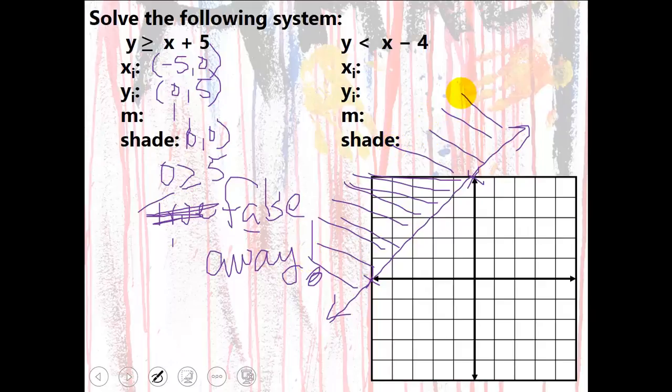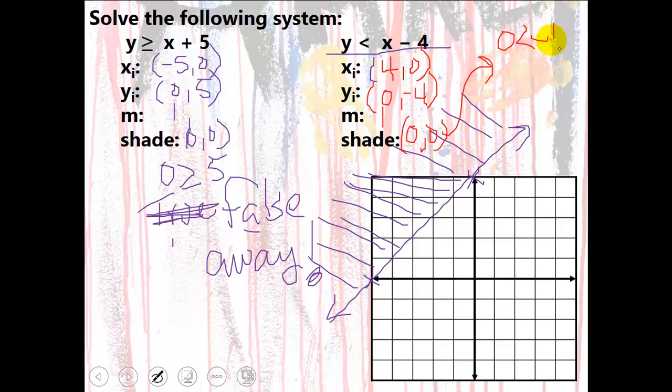Okay. Now I'm going to graph this line. Y is less than x minus 4. My x-intercept is 4, 0. My y-intercept is 0, negative 4. My slope is 1. I'm going to test the point 0, 0. 0 less than negative 4. Well, that's false. So I'm going to shade away. This can be a dashed line.